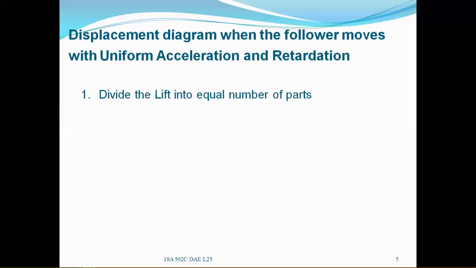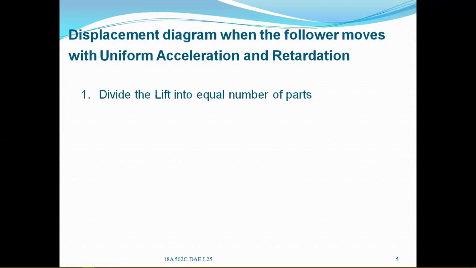So after division into outstroke, dwell, return stroke, and once again dwell, divide the outstroke part and return stroke part into an even number of equal parts, maybe 4 equal parts, or 6, or 8, or 10 equal parts. After division of the outstroke and return stroke into even numbers of parts, draw the vertical lines from each point of the outstroke and also the return stroke.